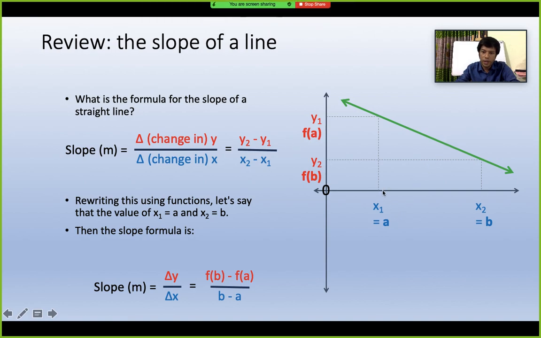In fact, at two different points, suppose x1 is a here, then x2 is b here. At some point, the x value is a and at another point, the x value is b. y1 is here and y2 is here. They are the points. f of a equals y1. f of b equals y2.